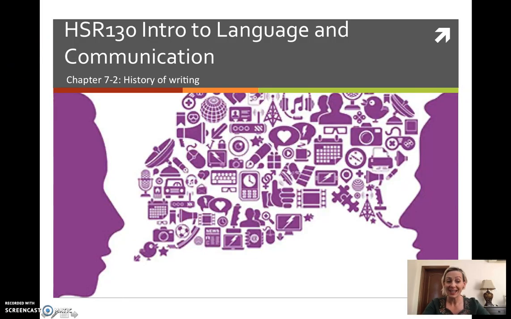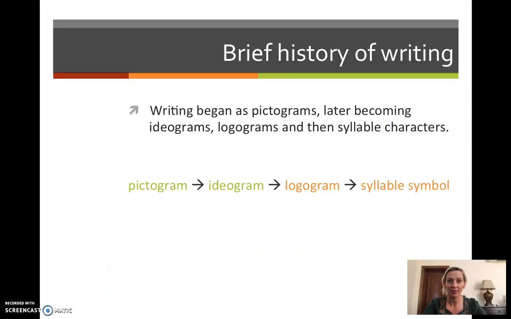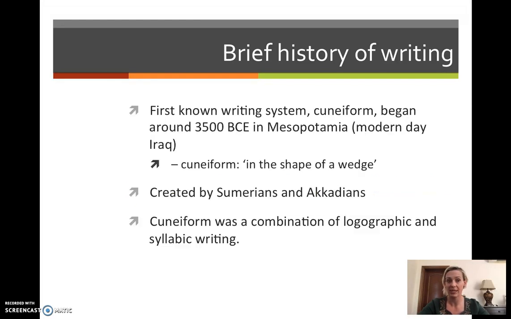Hello. In this part of the lecture, I will tell you more about the history of writing and the different writing systems that we know from history. So you know already that in order for writing to develop, what first happened was we started using pictograms, which then would develop into ideograms, logograms, and finally, each symbol would represent a specific syllable, a sound.